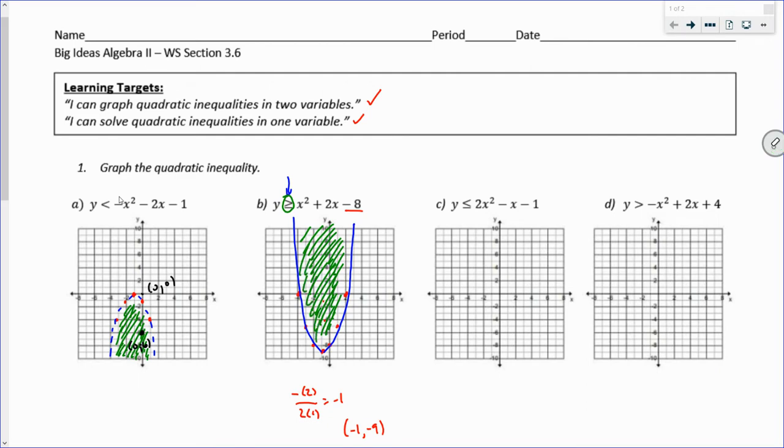So we fully expect, and not that you have to do this, but if we pick 0, 0 here in the solution set, that 0 is greater than or equal to negative 8, which is, of course, true. So it means we've got it right so far.